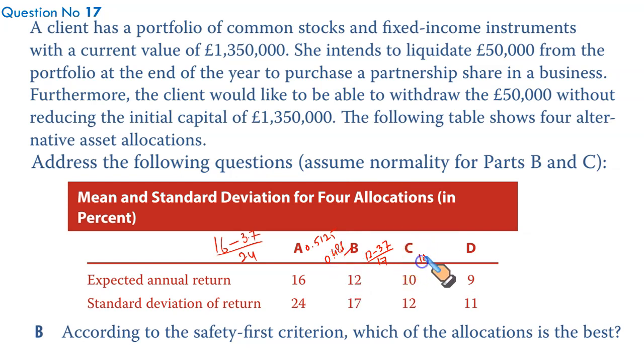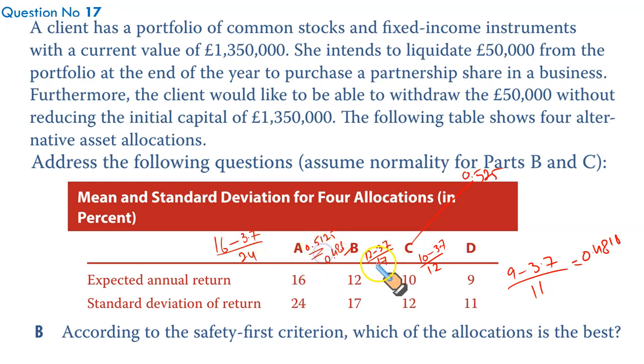For C, 10 minus 3.7, where 10 is the expected return, 3.7 is the threshold, and upon standard deviation, it will give me 0.525. And lastly, for D, it's 9 minus 3.7 divided by standard deviation, and it gives me 0.48. I hope you remember from your reading that the higher the result, the better for safety first. Select the one with the highest.